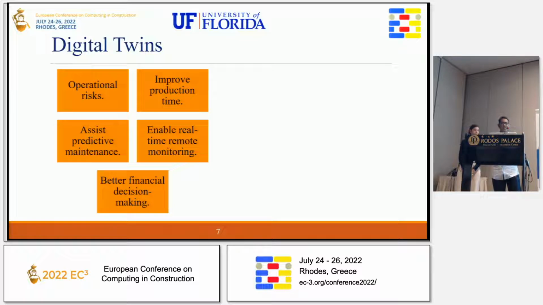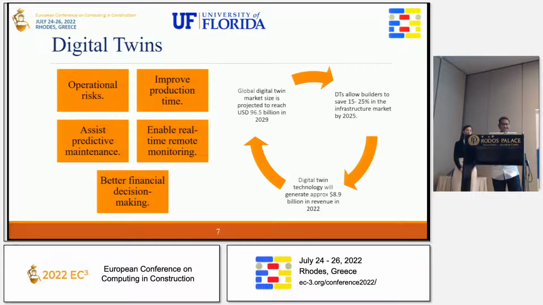There are many benefits of digital twins: they reduce operational risk, assist in predictive maintenance, help in better financial decision making, enable real-time monitoring, and improve production time. If we look at the statistics, it is a huge billion-dollar industry, and it has allowed builders to save around 15 to 25% in the infrastructure market by 2025. It generated $8.9 billion in revenue in 2022, and it is projected to reach up to 96.5 billion. So it has a very important and very huge scope.